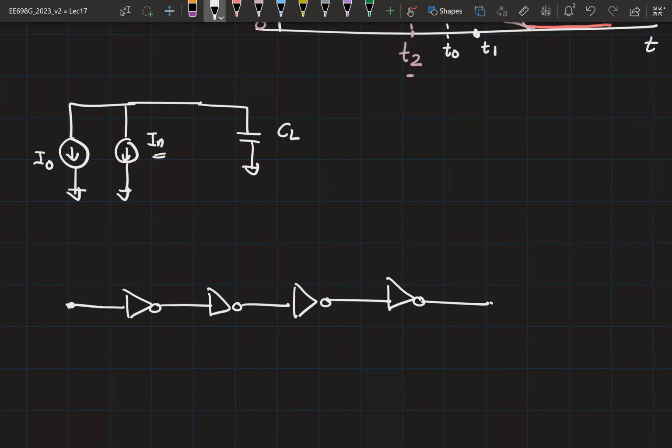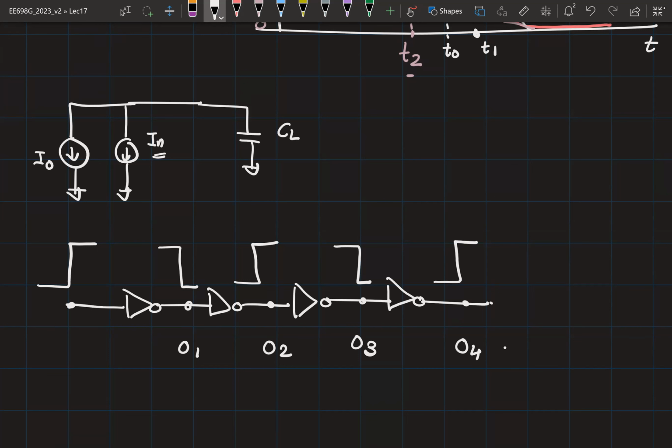So this is my input, O1, O2, O3, and O4. I injected a rising edge here. I will get a falling edge, another rising edge, falling edge, rising edge, etc. Now, each of these inverters is going to add its own jitter to the edge. So assume that the first input edge was very clean. Now this edge will have some jitter. That means the edge could get shifted like this.